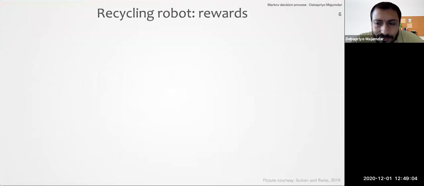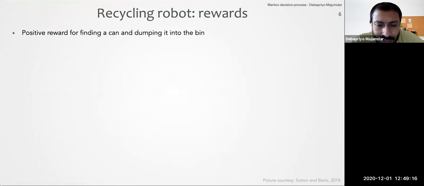Okay, so now let's say how the rewards will be assigned. Our goal is that this robot should keep the office clean from lying around cans. That means a positive reward should be given for finding a can and dumping it into the bin. Whenever it does that, it gets some positive reward. Call it +1 or any plus constant.